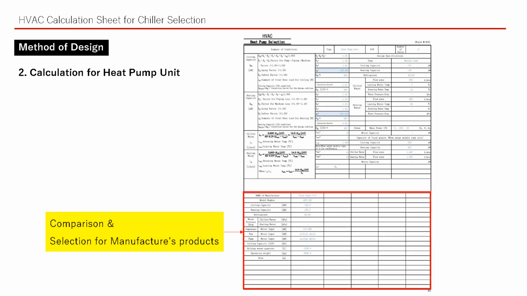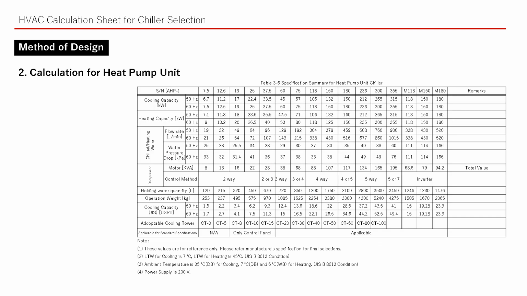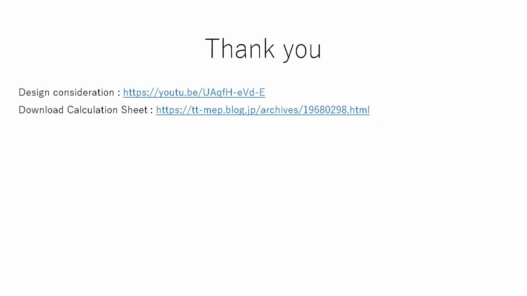After that, make comparison and selection matrix for manufacturer's product. As sample, we filled in selection from table 3 to 6. This is table 3 to 6, specification summary for heat pump unit chiller. Then, we selected AHP 150. We completed explanation for heat pump unit.